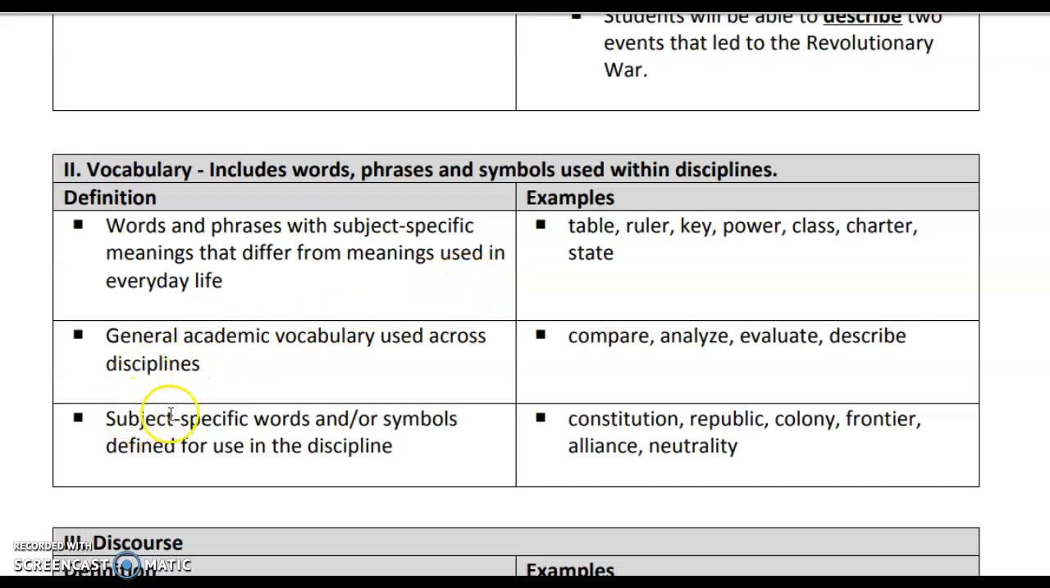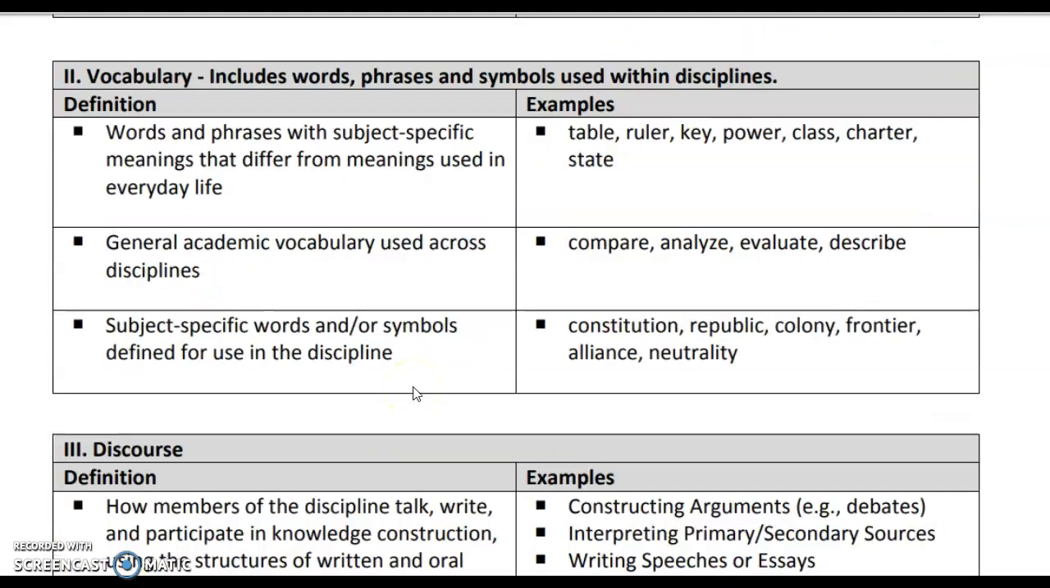And again, subject-specific words. This can go hand in hand with the subject-specific meanings, but these are just words that you would find specifically within our major. So the typical words would be like constitution, republic, colony, alliance, neutrality, frontier. All of those are just words that we've grown to become familiar with, but students probably have not been exposed to them very often.